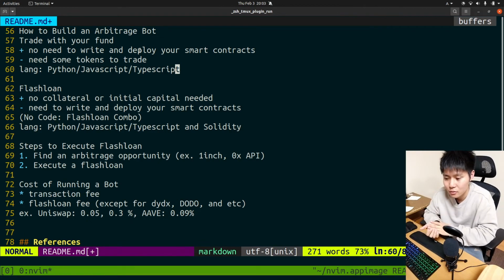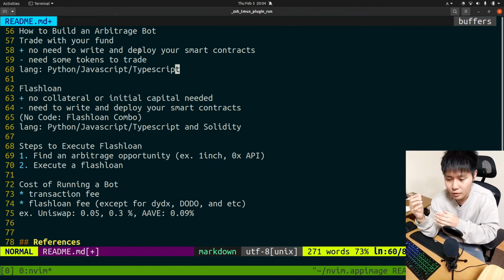And the flash loan fee. Uniswap and Aave charge some percentage of flash loan fee. If you use dYdX or Dodo, they don't. I've never tried dYdX before. With Dodo you don't have to pay anything, and Dodo also has flash loans on the Polygon network and Binance Smart Chain as well. So it's one of my favorites.